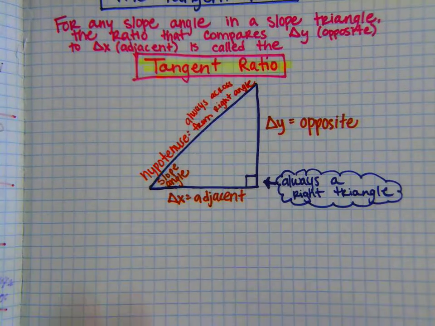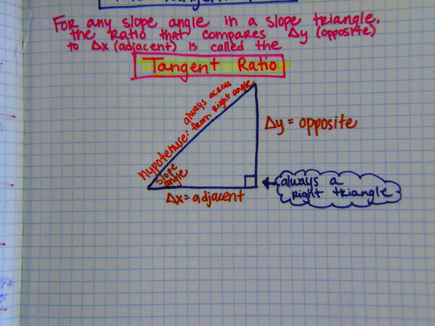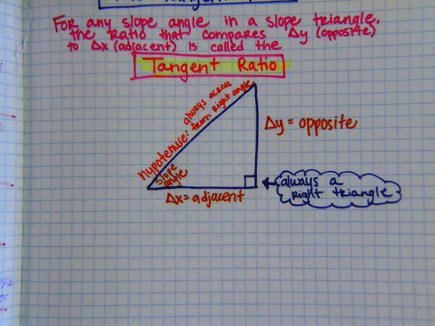If it's hard for you to figure out which one's adjacent, always label your hypotenuse. Just draw that, figure out which one's the hypotenuse, and label that, because then you know that one's not going to be adjacent.